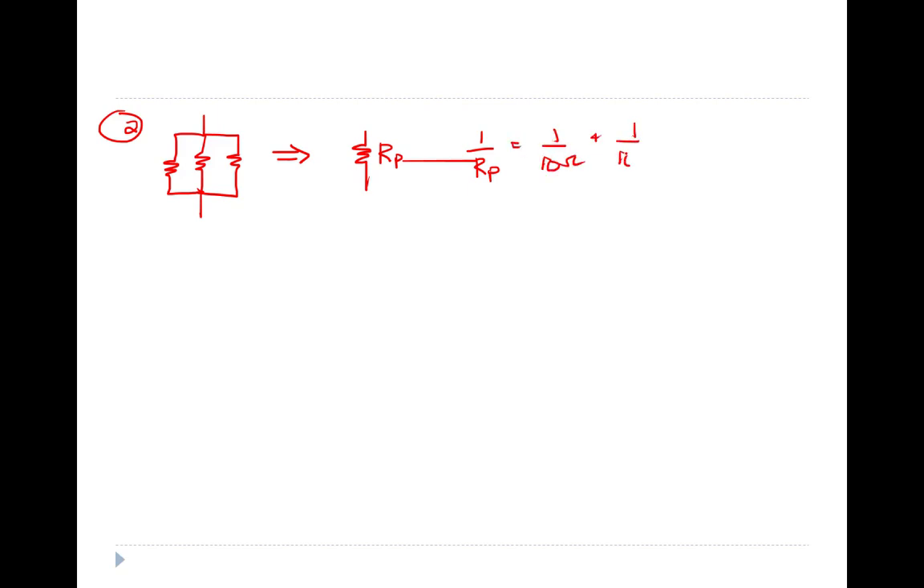The next method is the 3 resistors in parallel combination. So I'm going to combine those down into one resistance. I'm going to call that R parallel, where 1 over R parallel equals 1 over 10 ohms plus 1 over 10 ohms plus 1 over 10 ohms, which equals 3 over 10 ohms. So R parallel is 10 over 3 ohms, or if you prefer, 3.33 ohms.